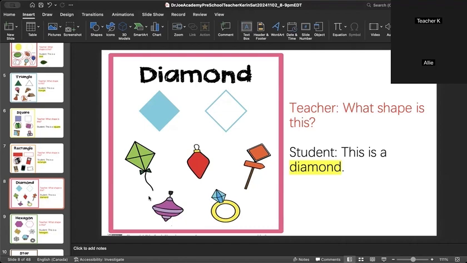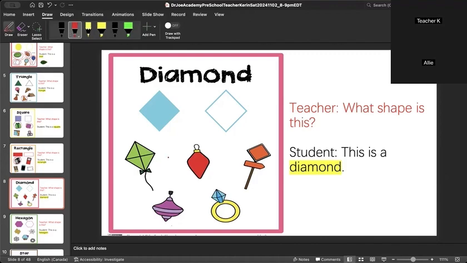Okay? So I'm going to repeat my question. You repeat it in a full sentence. So, what shape is this? It is a diamond. Yes, instead of saying it is a diamond, it can work, but because we're working on this together and we're looking at this together, you can say this is a diamond. This is a diamond. Perfect. Well done.